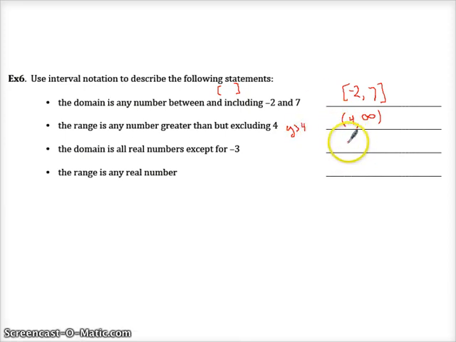Domain is all real numbers except for -3. So that means we're starting at -infinity. We're doing all real numbers up to -3. This is how we do it, if you remember: -3 is not included, so we kind of skip over it by not including it in the intervals that go on either side of it. And any real number, we've done this already, it goes from -infinity to positive infinity, round brackets.